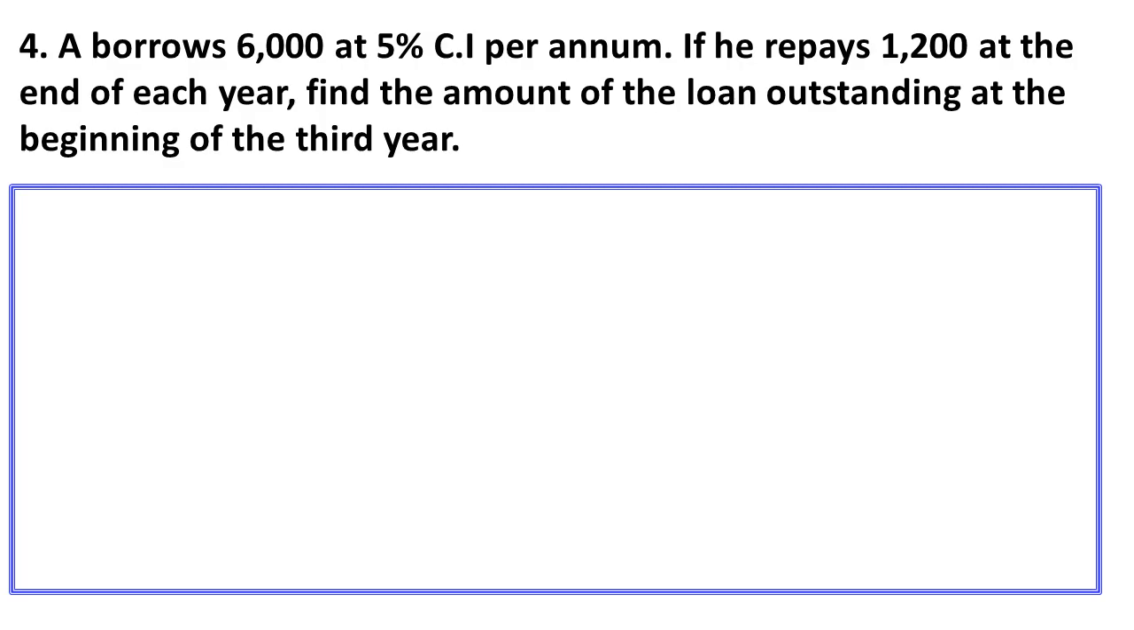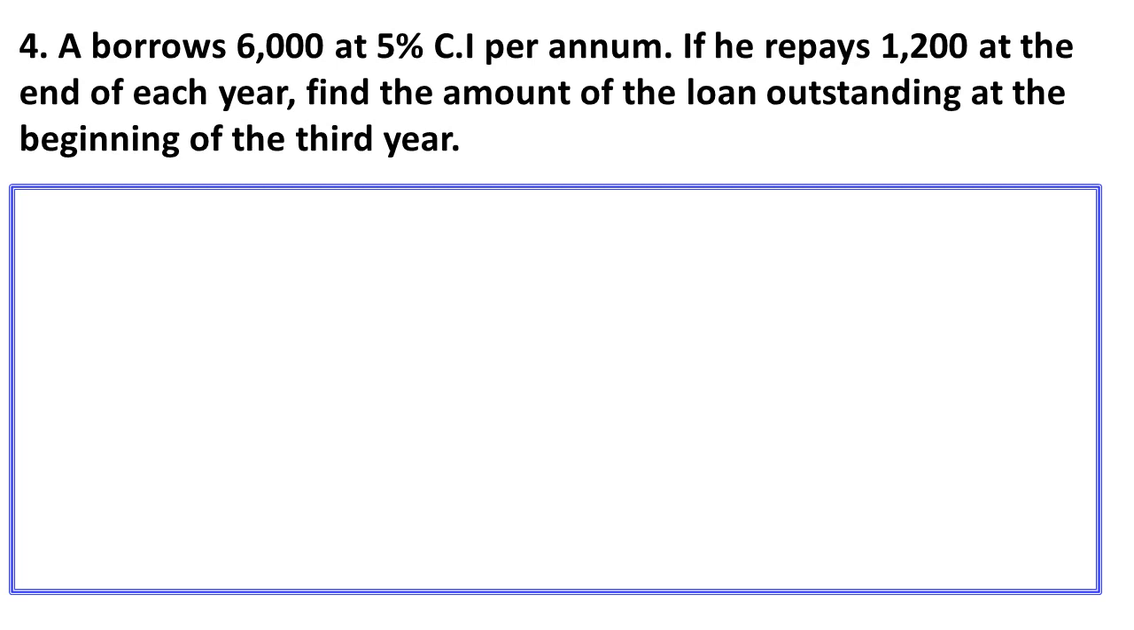Question number 4. A borrows rupees 6,000 at 5% compound interest per annum. If he repays rupees 1,200 at the end of each year, find the amount of the loan outstanding at the beginning of the third year. Understand this problem practically, children, that A has borrowed rupees 6,000 at 5% compound interest per annum. That means principal changes every year.